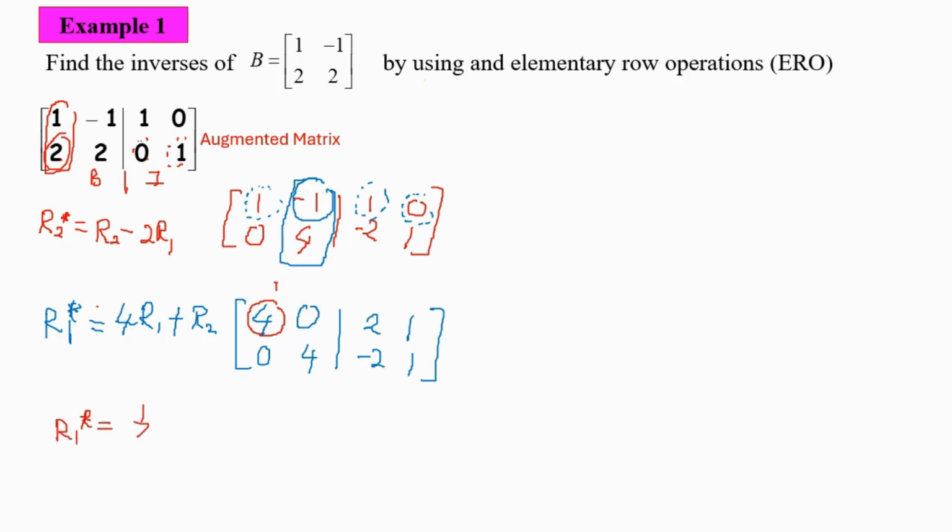R1 multiplied by 1 over 4, so I may have 1, 0. 2 over 4 is 1 over 2. And here is 1 over 4. Okay, so same thing. I'm going to make this 4 become 1. How am I going to make it become 1?